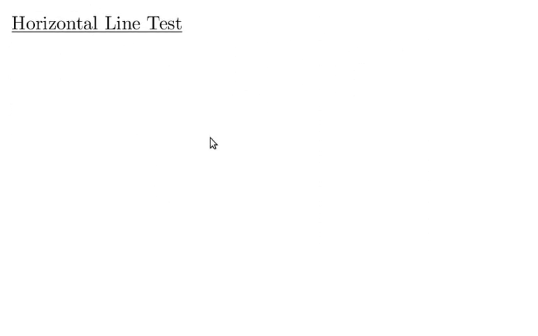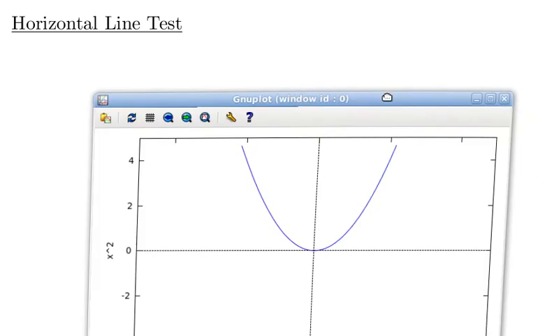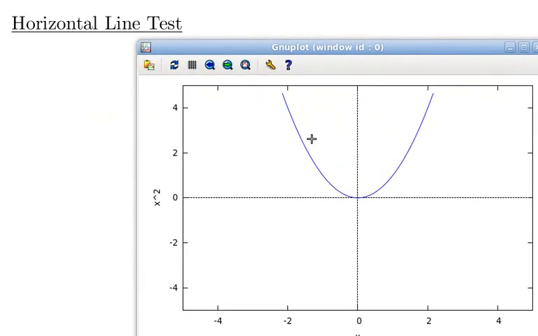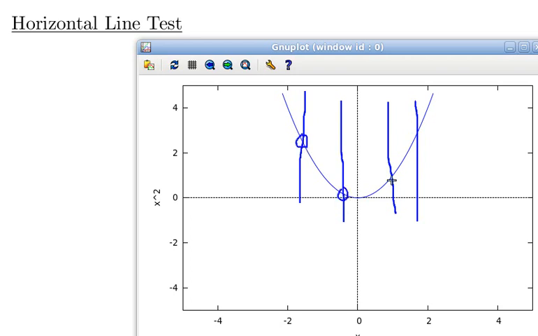Remember the vertical line test will just tell us if something is a function. That's all it tells us, whether or not something is a function. Here is a graph of x squared, f of x equals x squared. So we know that this is a function because no matter what vertical line we draw through it, it will always cross exactly one time. So the vertical line test tells us that something is a function.